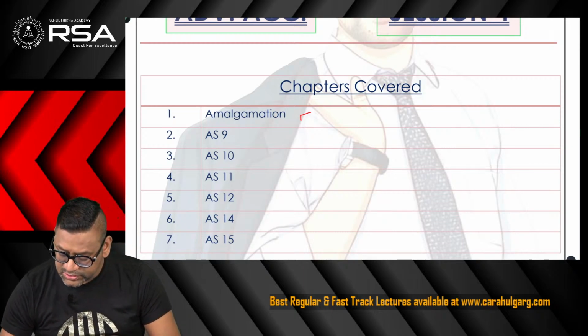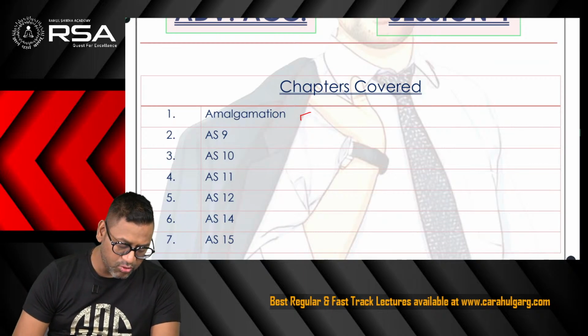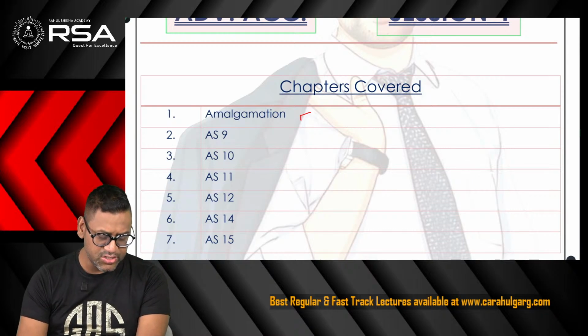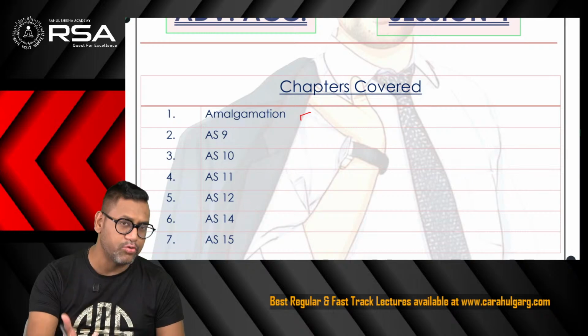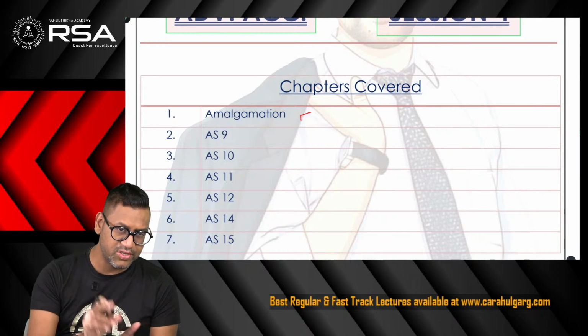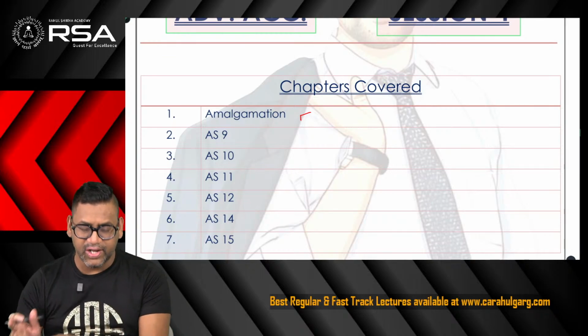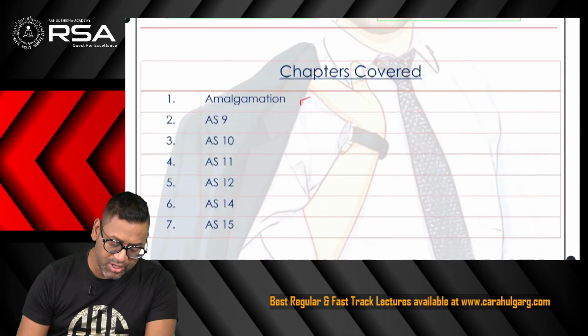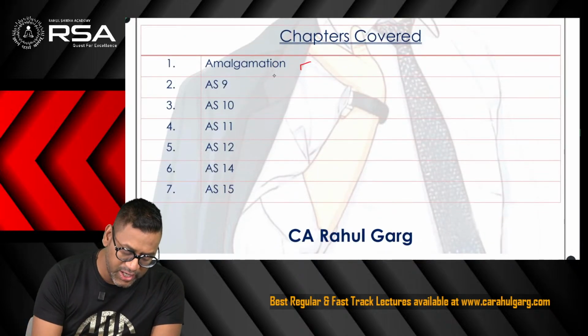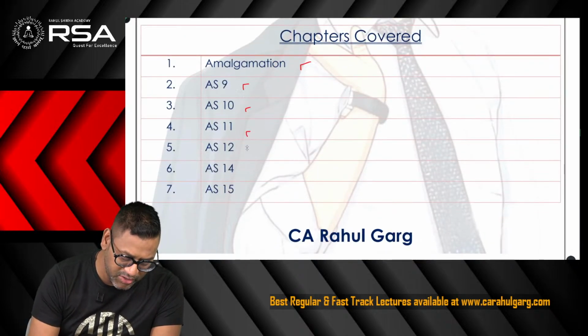Okay guys, so let us start, and all the students who are with me in this session, we will first see the question and then you will also think of the answer in your mind, and before I mark the correct answer, you have to guess that, and you can write that in the comments as well, live chat as well. So chapter Amalgamation we will be dealing with, and AS number 9, 10, 11, 12, 14 and 15.